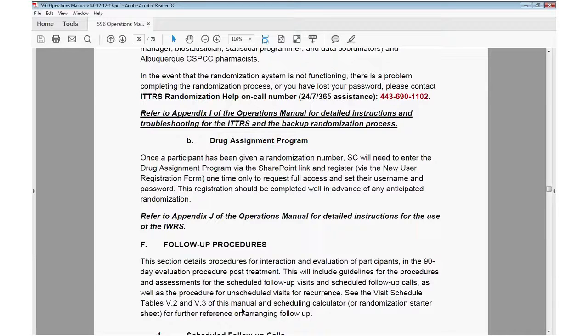Once a participant has been given the randomization number, the site coordinator will need to enter the drug assignment program via SharePoint link and register one time only to request full access and set their username and password. This registration should be completed well in advance to anticipate randomization. You will have to do this in association with your training.